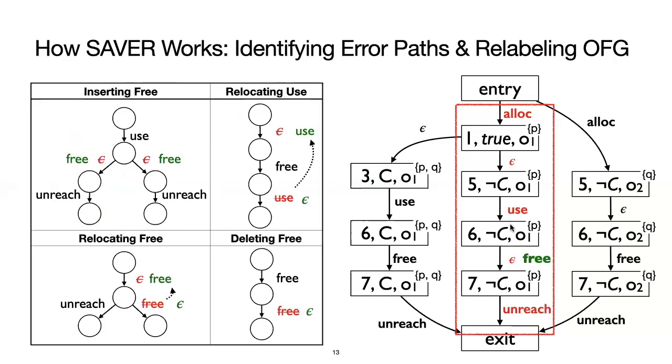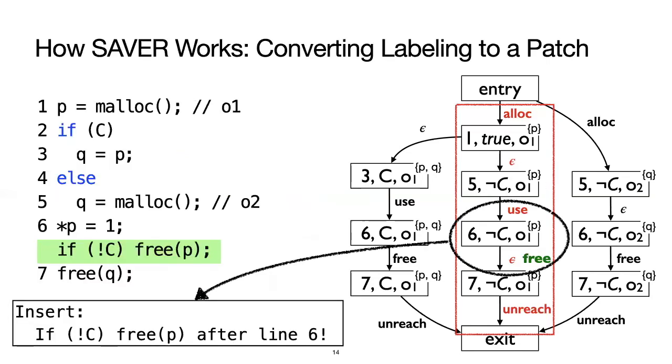To get rid of this error pattern, SAVER can use the fixing labeling strategies on the left. For example, SAVER can pull the use label backward to fix a use after free like this. In this code, to correct the memory leak pattern, SAVER replaces the empty label epsilon of this edge with a free label. Finally, SAVER converts the labeling into a patch.